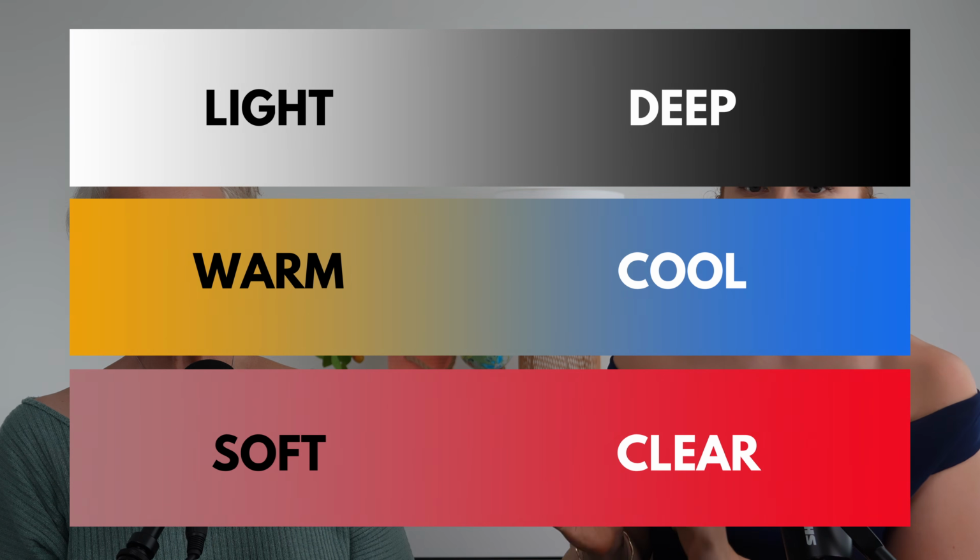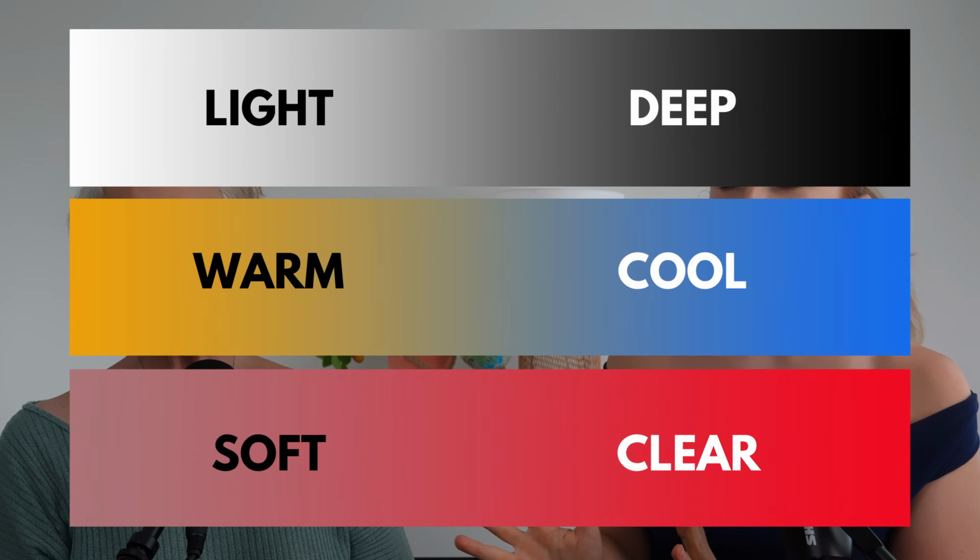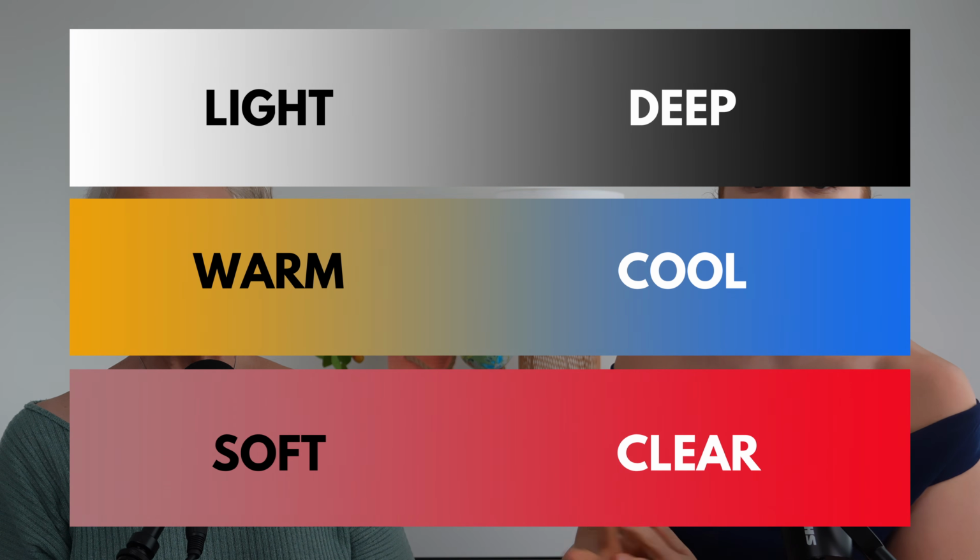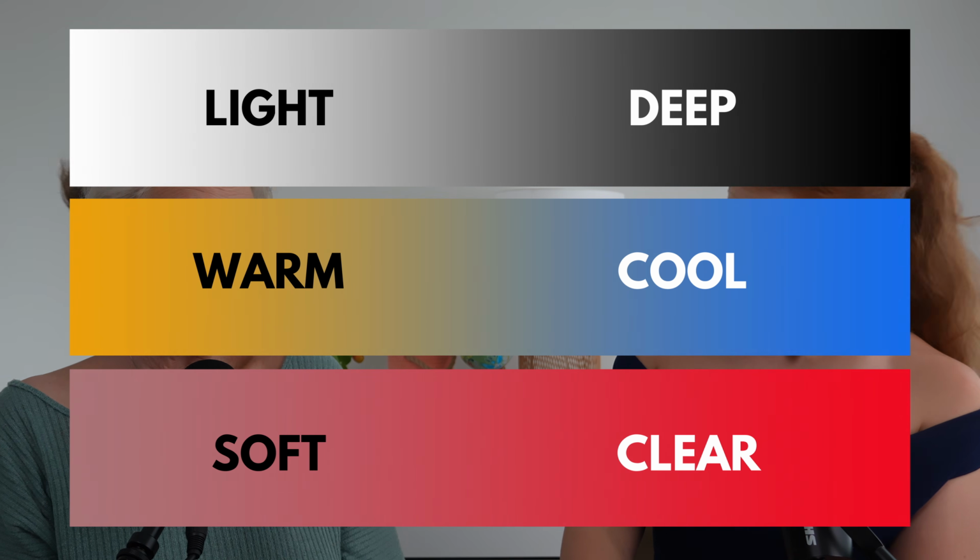We are going to be looking at subdominance. Now, we talk about the 6 dominant characteristics a lot. It is our favorite, I do have to say. There's nothing like a light to deep spectrum, a warm to cool spectrum, and a soft to clear spectrum to figure out where you fall on those. Or where anybody falls. Yes.